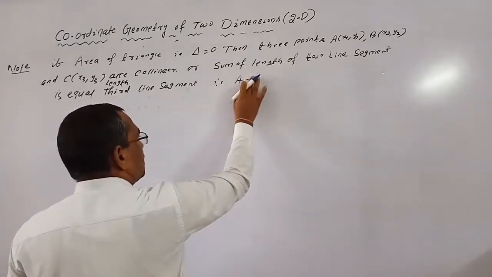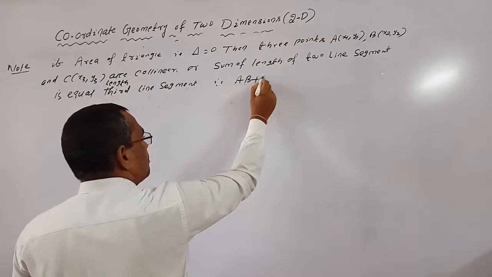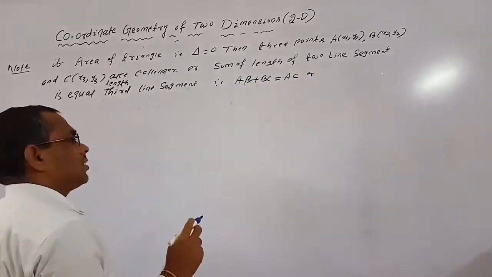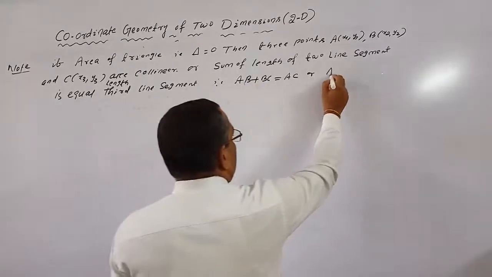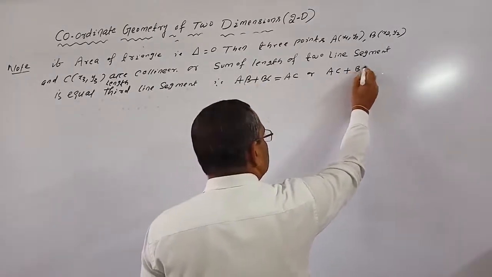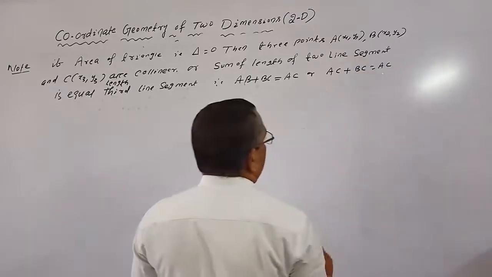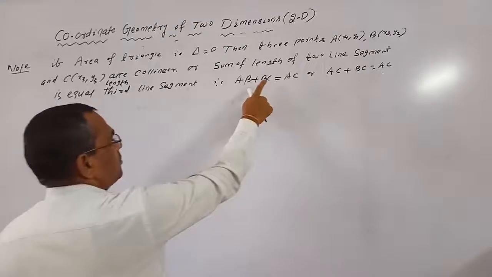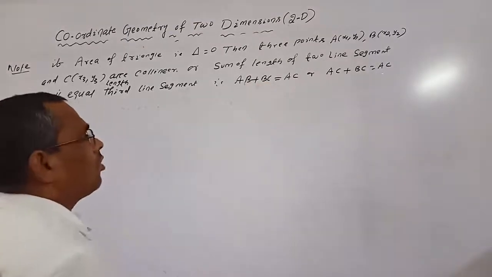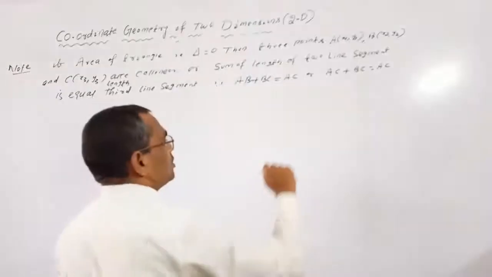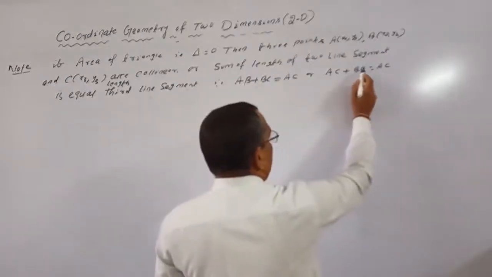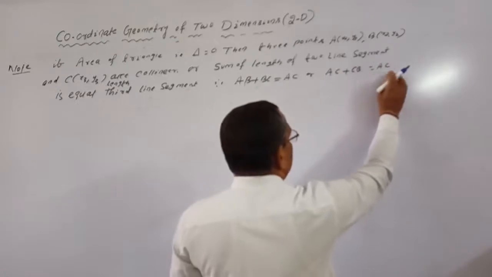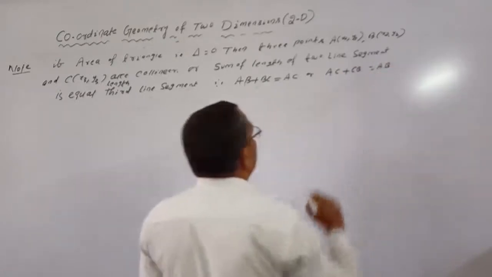That is, AB plus BC equal to AC, or AC plus BC equal to AB, or AB plus AC equal to BC. Okay, or AB plus BC equal to AC, or AC plus CB equal to AB.